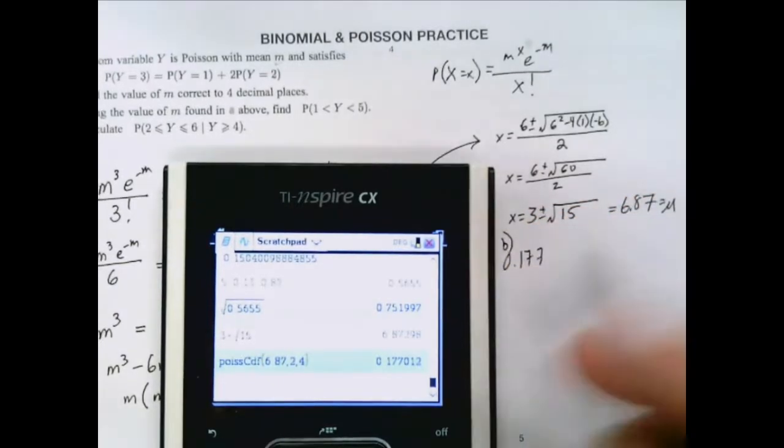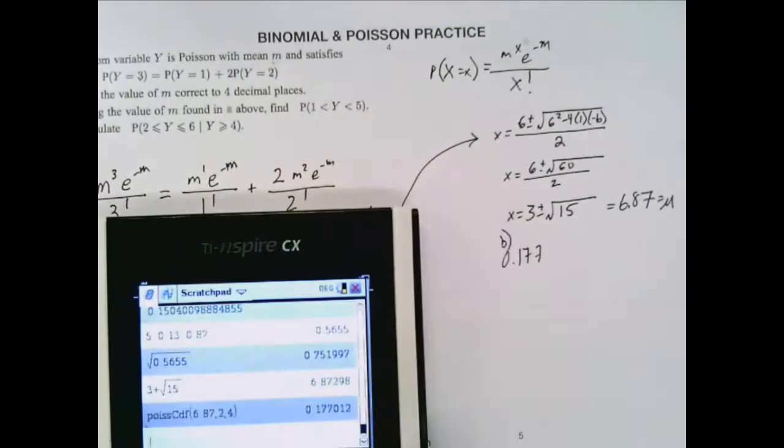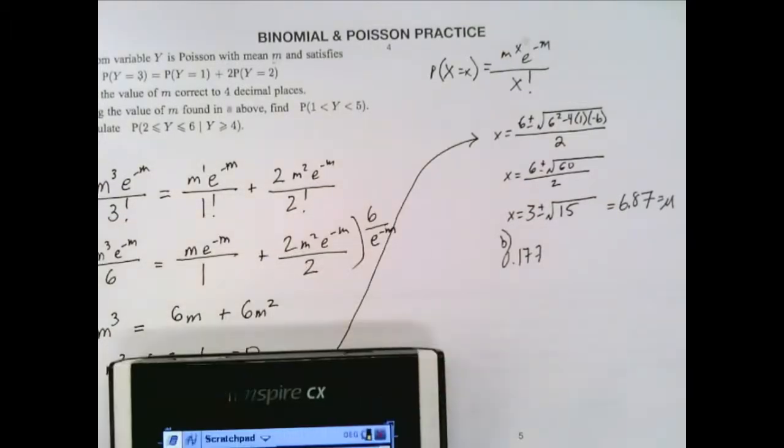Again, if I were doing this on an exam, I would write down that I did Poisson Cdf, that I used 6.87 for the mean, and I went from 2 to 4. That way I can at least show that I knew I was supposed to use Poisson Cdf.